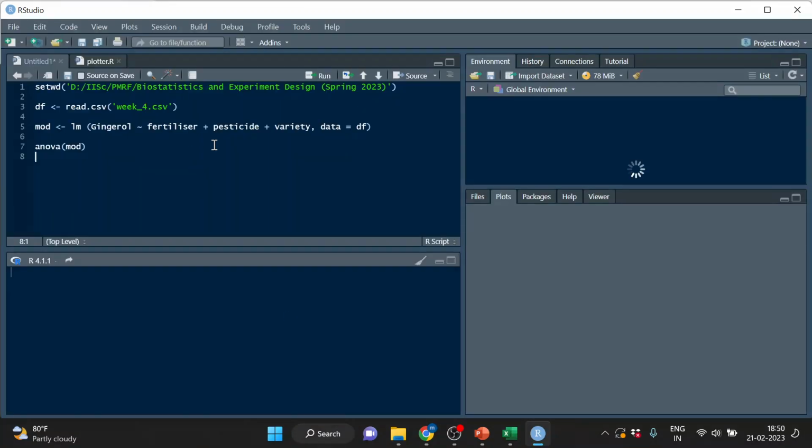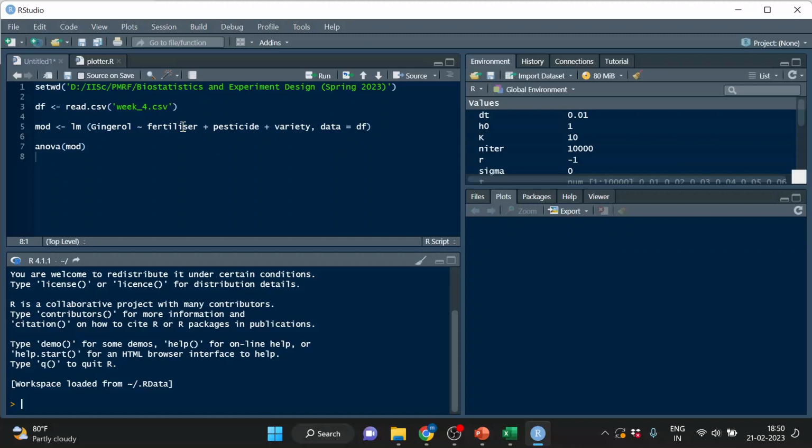You need to have a lot of data to do interaction, at least 10 times more data than the number of factors. For example, if I have three factors here, I need to have at least 30 data points. Otherwise, it's not easy to do these things. At least 30. These are rules of thumb.